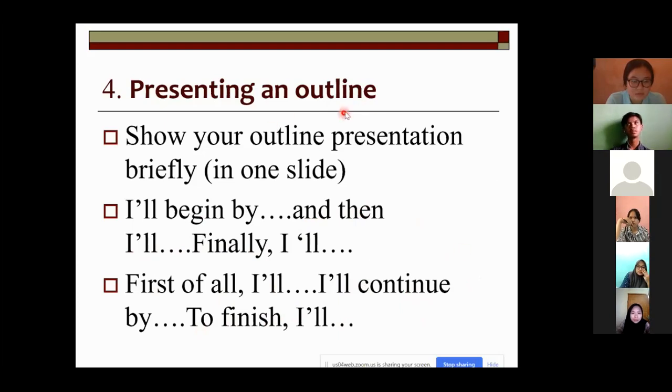Remember, to present your outline, make sure your outline is only one slide, no more than one slide. Because if it is more than one slide, it means that you have entered the main part of your presentation. Okay.